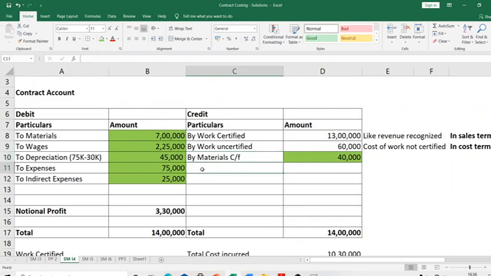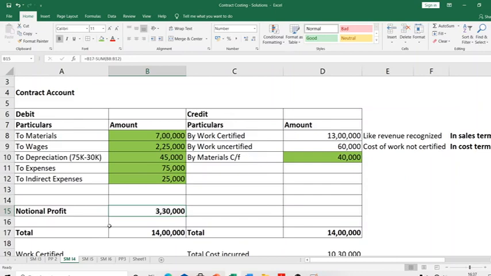Okay, so that is the entire idea behind your contract account. At this moment, I want you to pause the video and redo this entire question. Go walk through every step, how you are debiting all items of expenses, how you are removing one item of expenditure, what is work certified, what is work uncertified, all of those things. Just pause the video, run through all of these things in your mind, get some clarity, then finally understand your notional profit. Then we can go ahead and you can follow the other things.